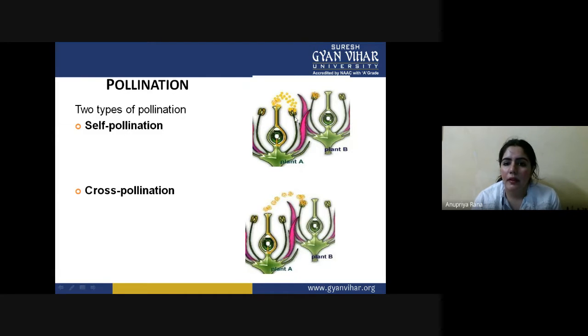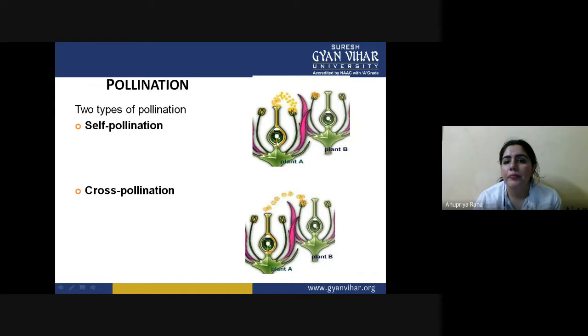Like in the image, you can see this is an image for plant A and that is an image for plant B. This is a bisexual flower, which means both the male and the female parts of the plant are present inside a flower. For self-pollination, this is a very fundamental condition: both the female part and male part have to be present inside the flower. So you can simply say that the flowers should be bisexual.